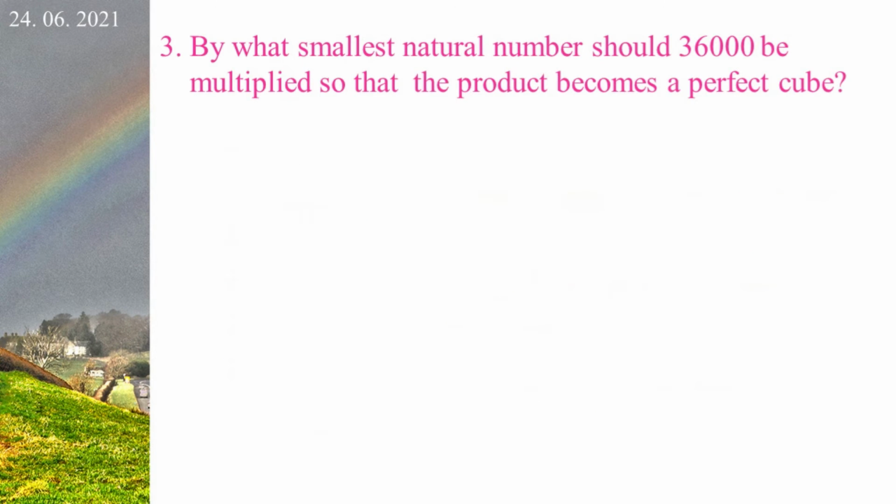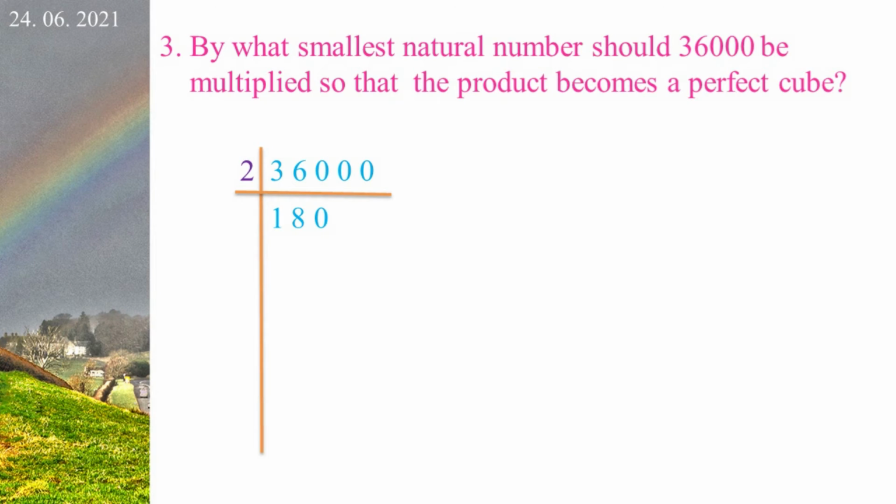By what smallest natural number should 36,000 be multiplied so that the product becomes a perfect cube. First, we should find the prime factors. 36,000. 36,000 is an even number. So we can take a 2. 1 2 is 2. Balance 1. Next digit is 6. 16. 8 2s are 16. Next digit is 0.